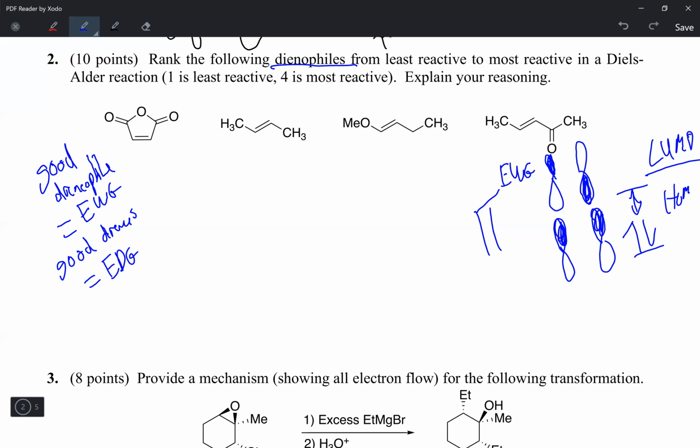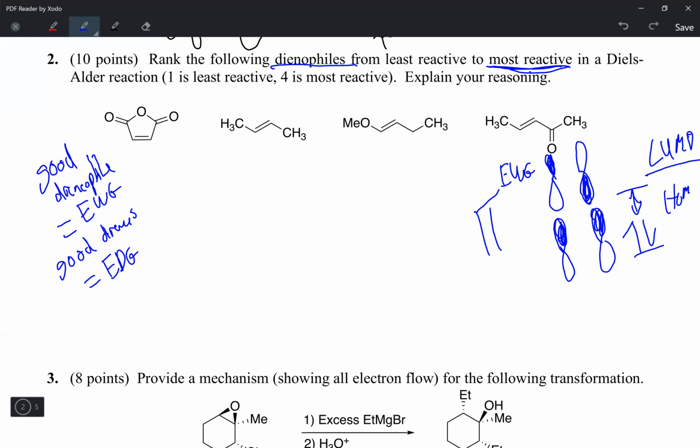And so these are all dienophiles, right? Essentially, once again, you have to make sure you understand what "most reactive" means. In energy terms, will it be high energy or low energy? If it's reacting a lot, when it reacts, it'll become low energy, sure.